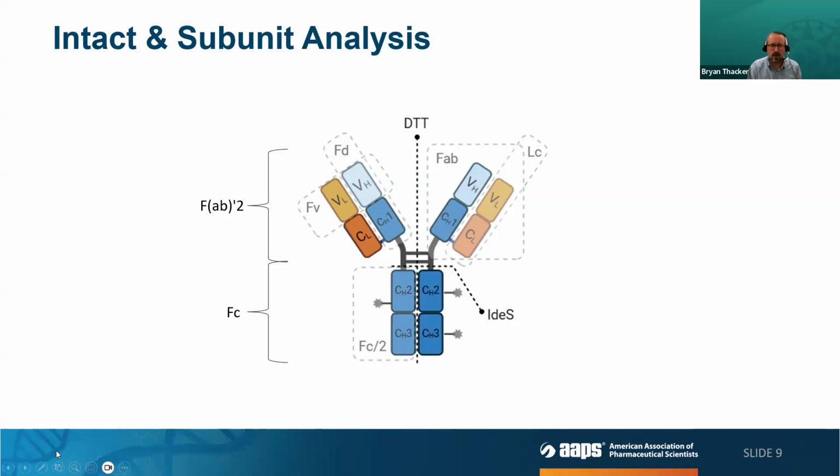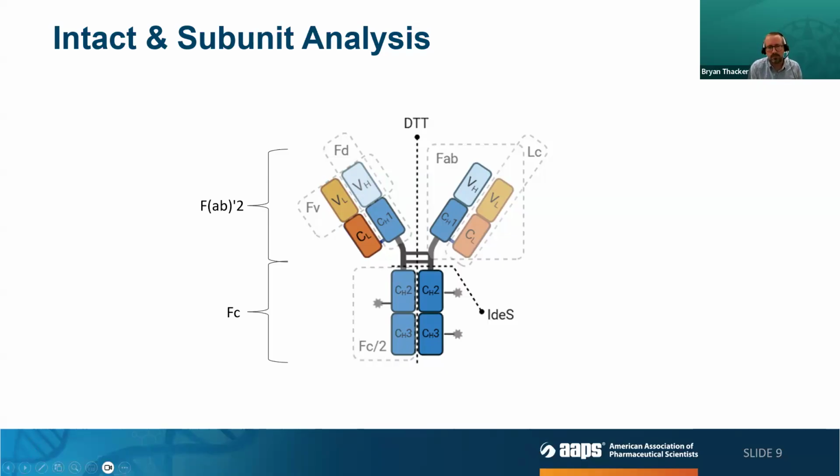And also, we'll talk about how the complexity of the protein can be reduced by using some simple techniques to break down the protein into its component subunits. So, for instance, this enzyme called IDES can be used to cleave the protein at a very specific location, liberating the FAB portion from the FC portion. In addition, we can use a reductant like DTT to reduce the disulfide bonds and provide further separation into subunits.